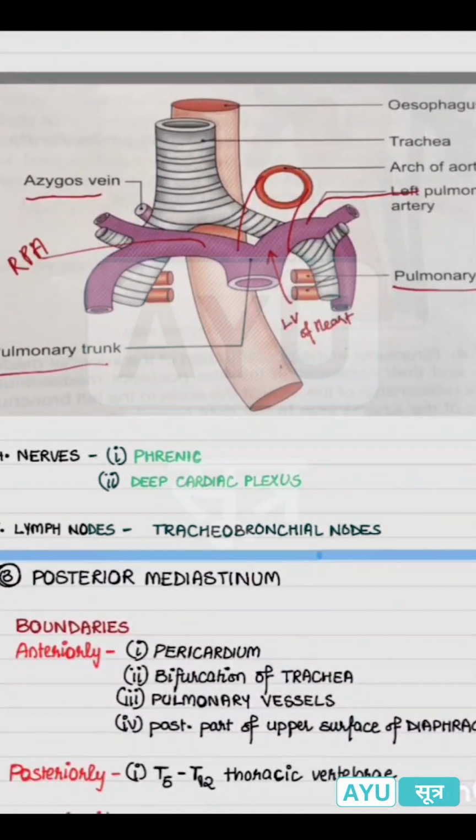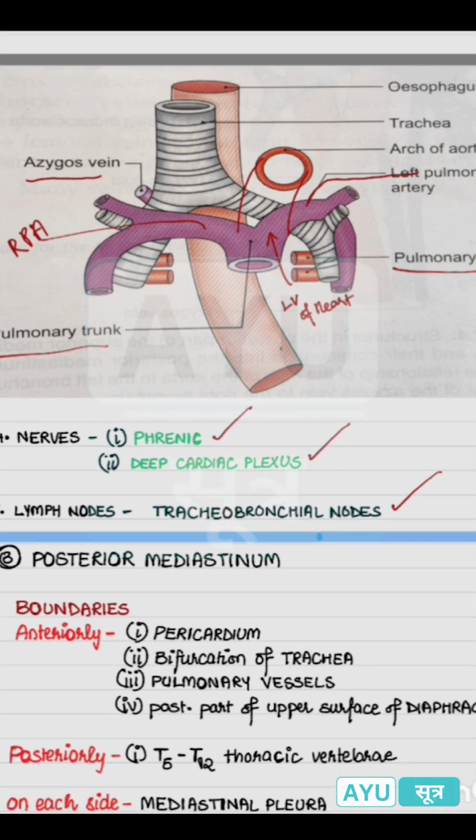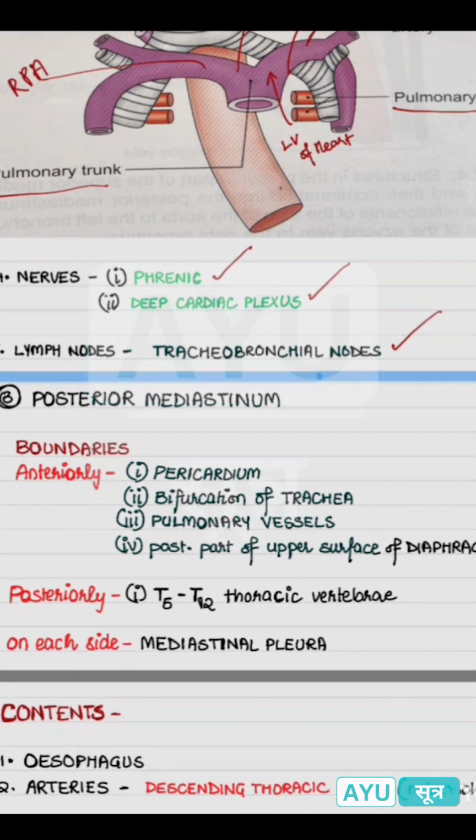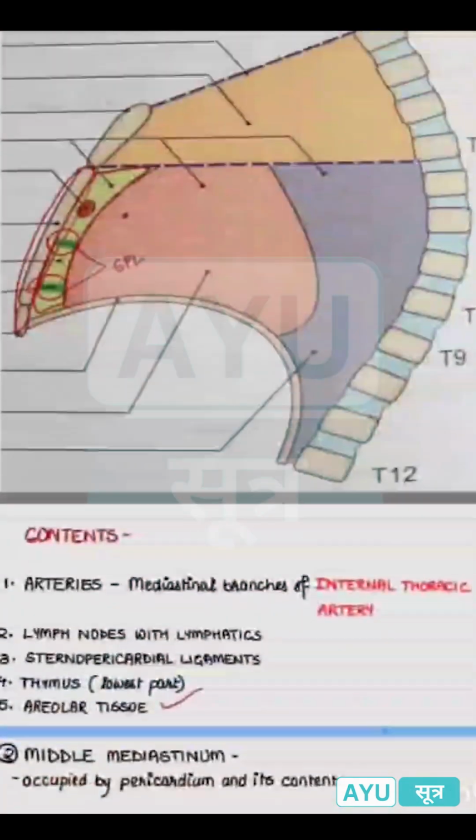Fourth is the nerves: phrenic nerve and the deep cardiac plexus. Fifth are the lymph nodes, tracheobronchial nodes. The third mediastinum is the posterior mediastinum. It is bounded anteriorly by the pericardium, by the bifurcation of trachea, pulmonary vessels, and the posterior part of upper surface of diaphragm. I'll show it in the figure.